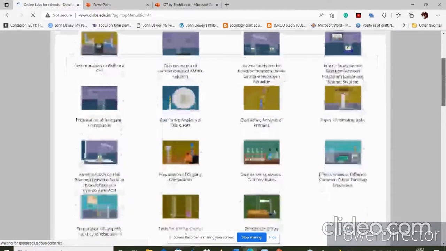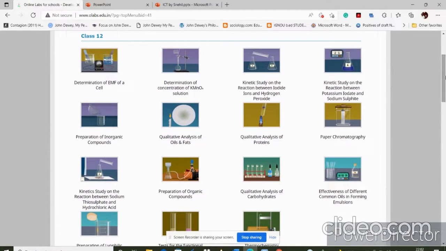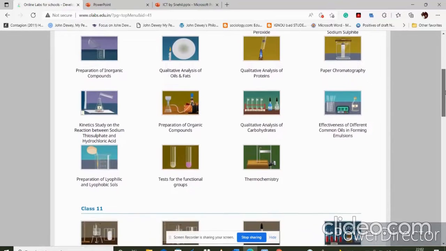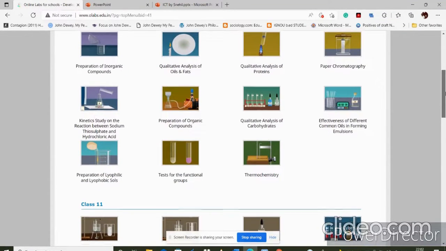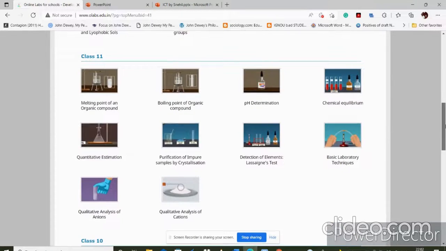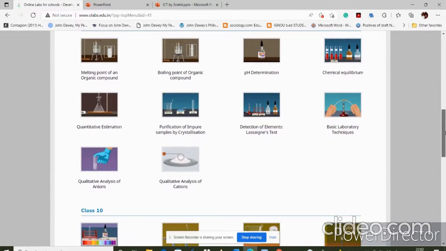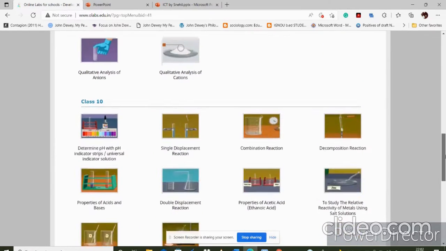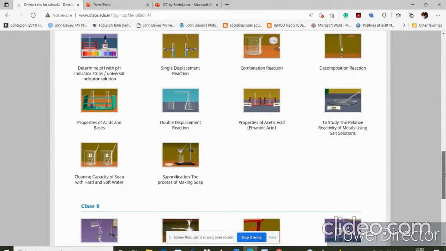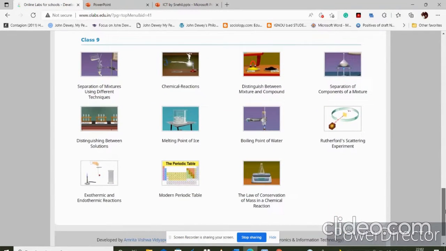These are also aligned to the CBSE syllabus. For example, in class 12th, we have experiments on qualitative analysis of oils and fats, preparation of lyophilic and lyophobic sols. In class 11, similarly, we perform experiments on pH determination. We do qualitative estimation. In class 10th also, we can see these experiments. Similarly, in the case of class 9th also.